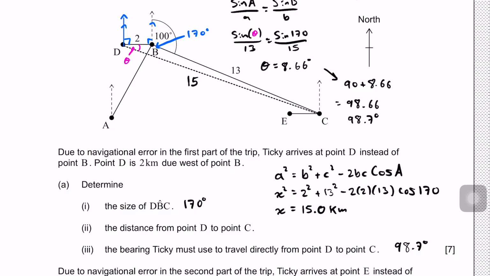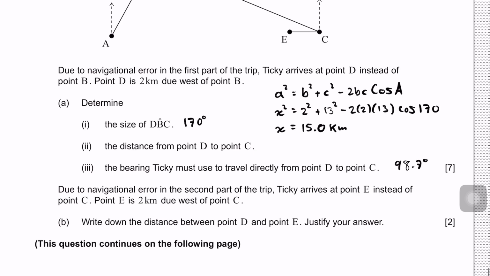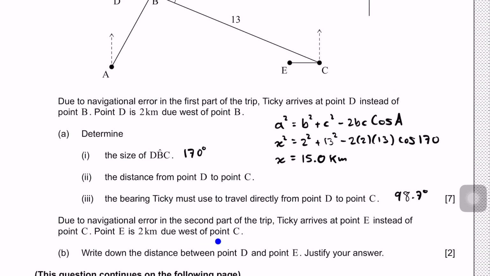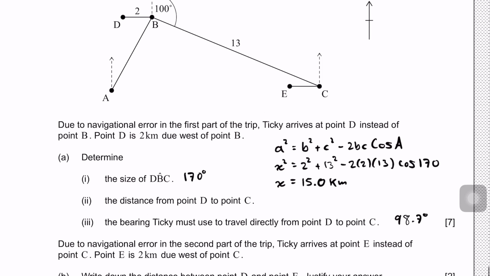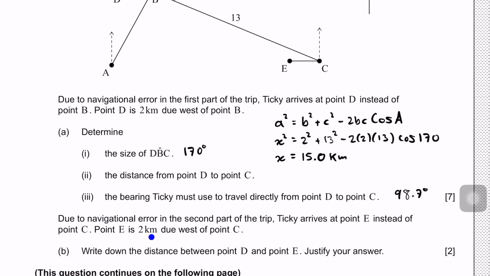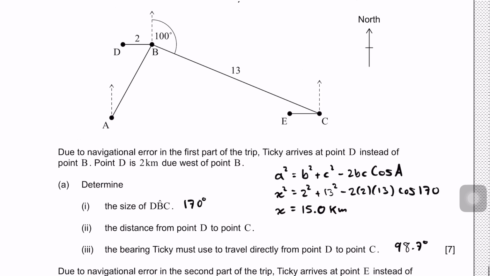Okay, 98.7. Good. All right, finishing this up. Due to navigational error in the second part of the trip, Tiki arrives at point E instead of point C. Point E is 2 kilometers due west of point C. Write down the distance between point D and E. Justify your answer. So they told us it's 2 kilometers and it's also due west, which is kind of interesting.